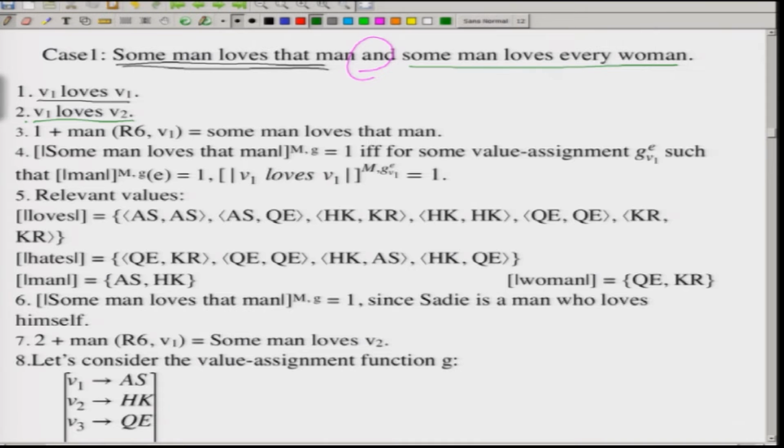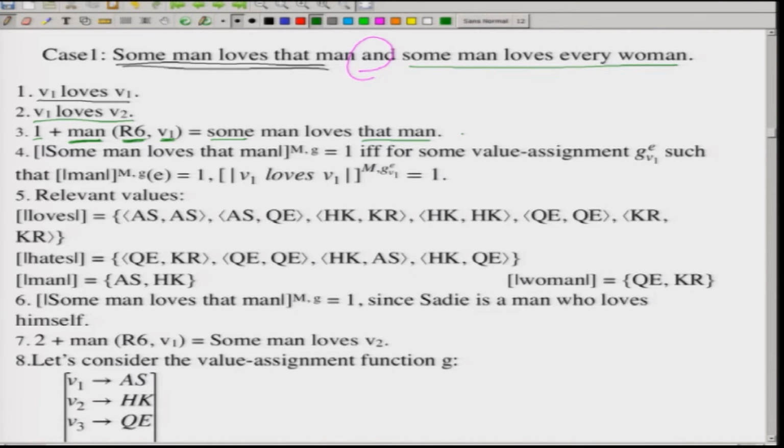Now, the first one with 1, that is V1 loves V1, we just add man, following R6, which is about the existential. We are sort of replacing V1 by man by following the rule R6, which is about some. We get some man loves that man. So, the first one is some man and then that man. And what is the truth value of it?